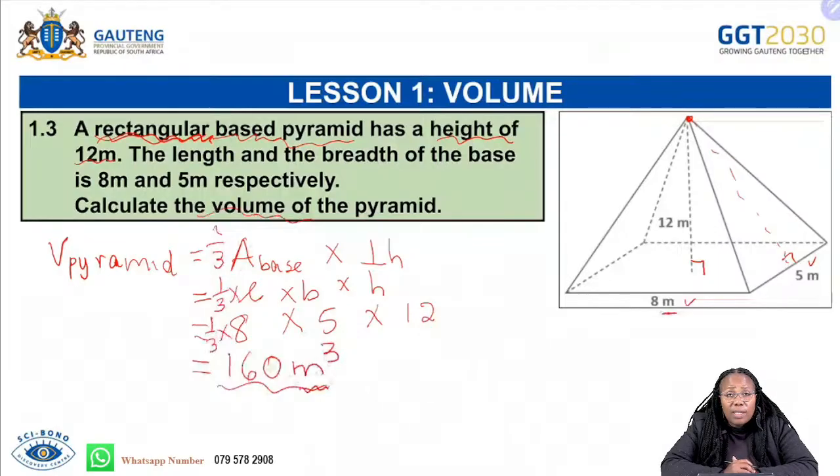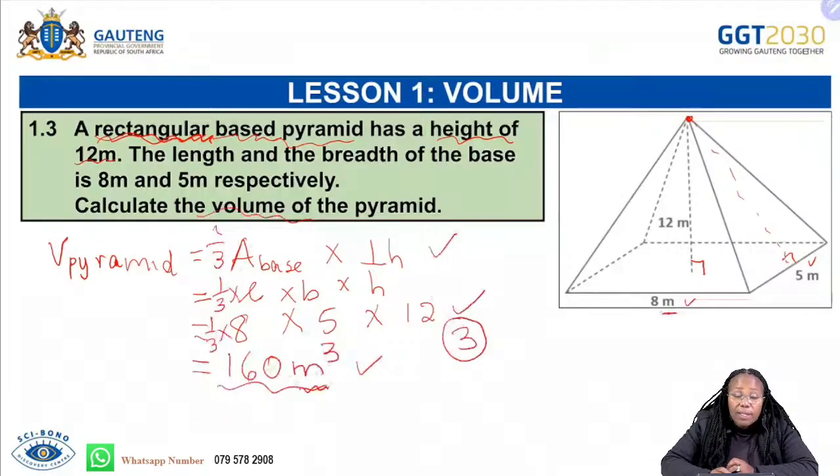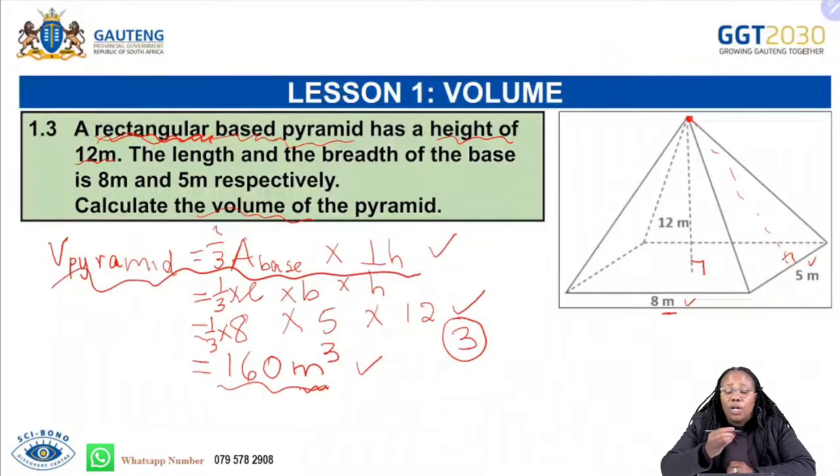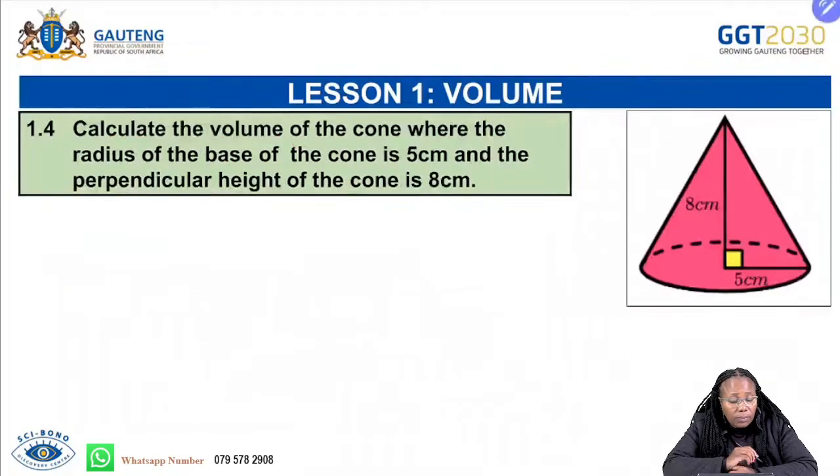And then let's look at the mark allocation now. The first mark will be for the correct formula of the pyramid, 1/3 of the area of a base times the perpendicular height. The second mark will be for substitution correctly. The third mark will be for your simplified answer there. So this is worth 3 marks, grade 12. So ensure that you know how to select the correct formula. Okay, we are still on volumes.